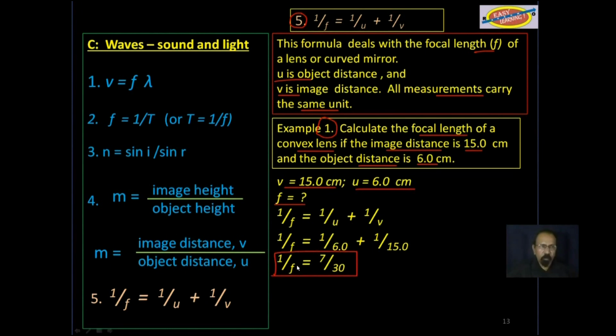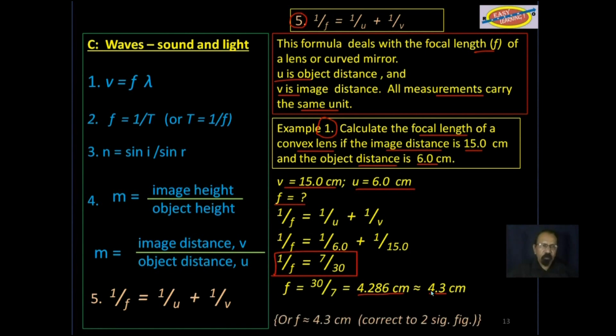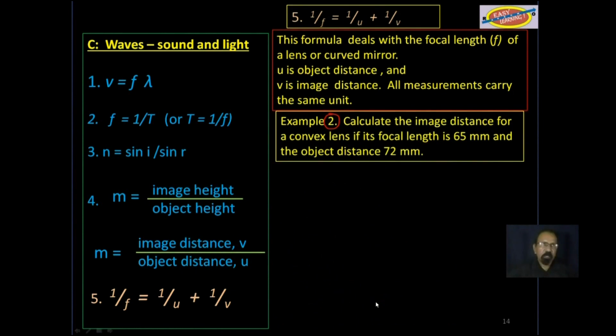Let's invert both sides of the equation, so we get F over 1, which is really F, is equal to 30 over 7, which works out to be that, and we round it off to 2 significant figures, and we get 4.3 centimeters. So the focal length is 4.3 centimeters. This is also correct, but we will stay with that version, and even better would be this one, 4.3 plus or minus 0.05 centimeters. Let's look at example 2 for this Formula 5.